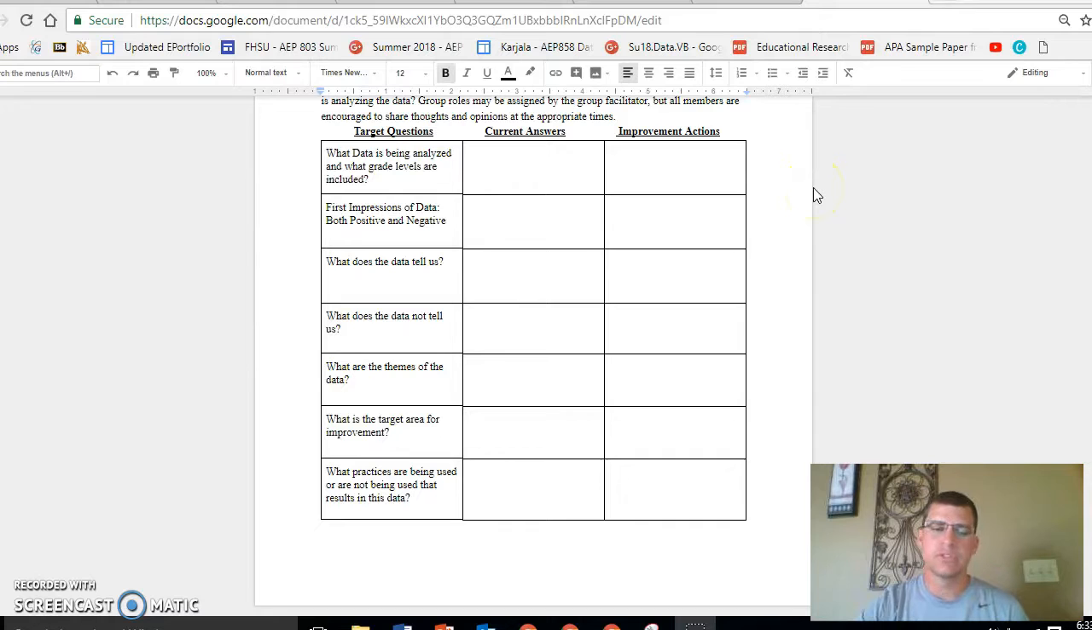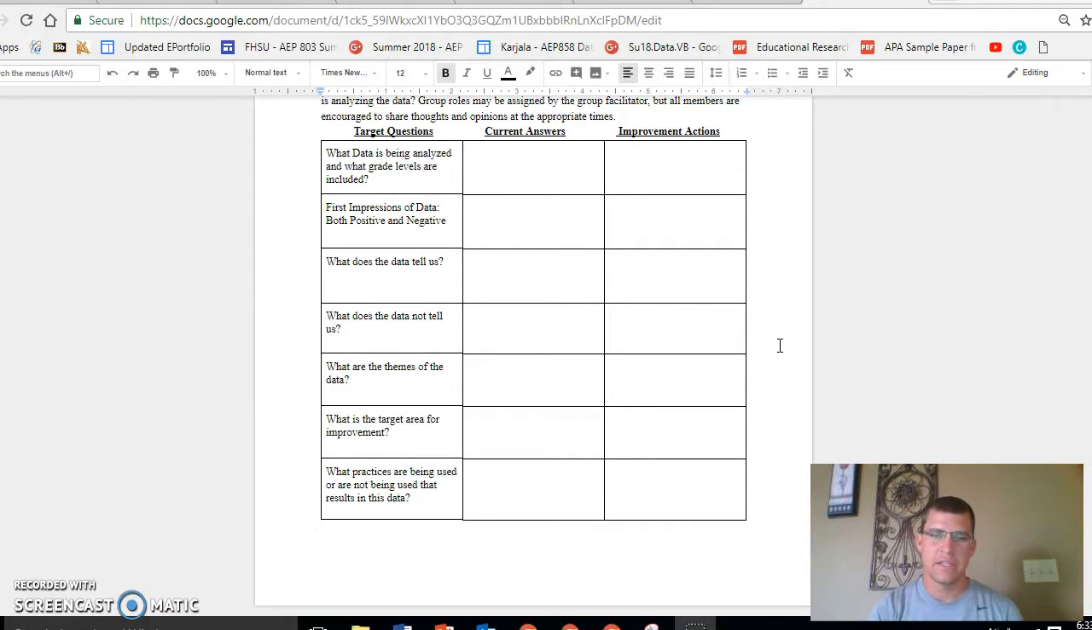So whether that be our most negative, whether that be something we're close to a benchmark on, what the group thinks that our target area of improvement should be from looking and analyzing that data. And then the last one, what practices are being used or are not being used that results in this data. So we could get into some great discussions about strategies and methods, some instruction that could be done, maybe some things that aren't working for people.